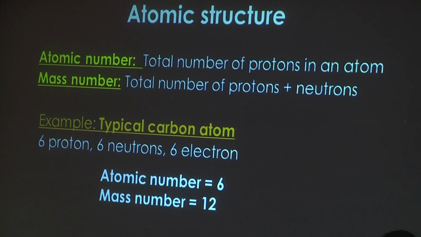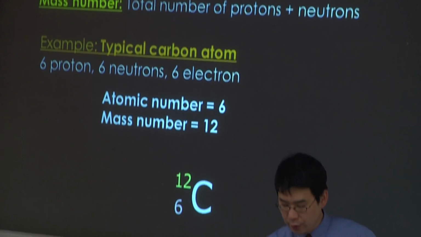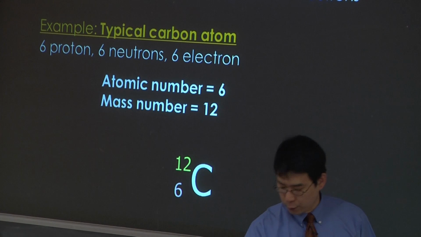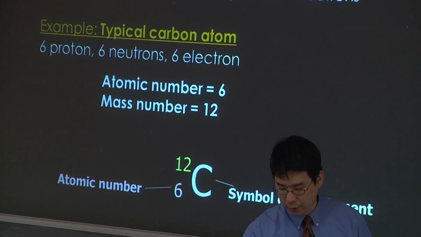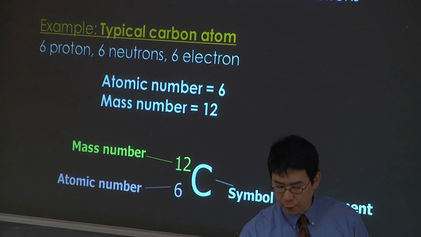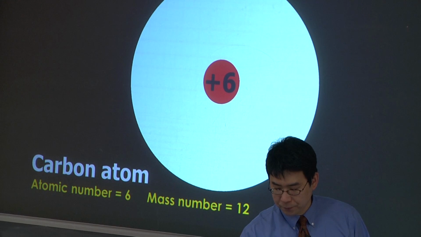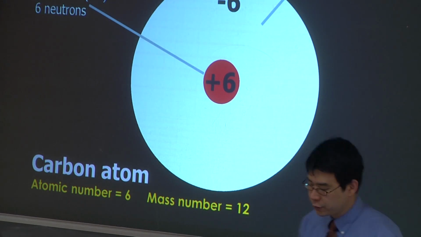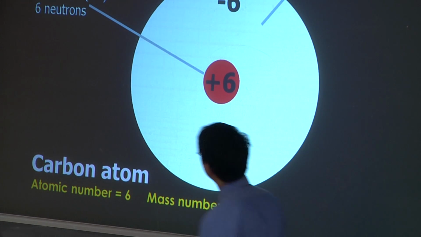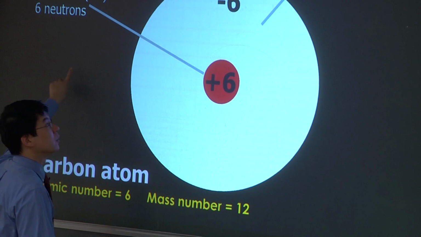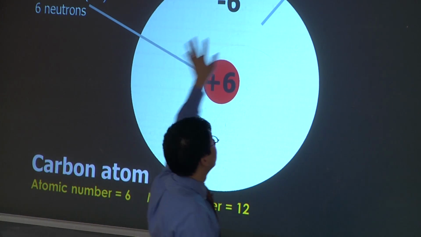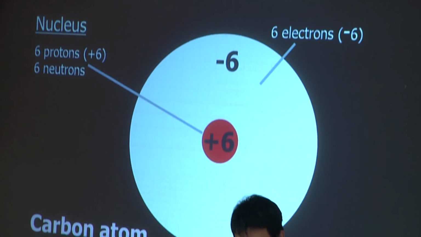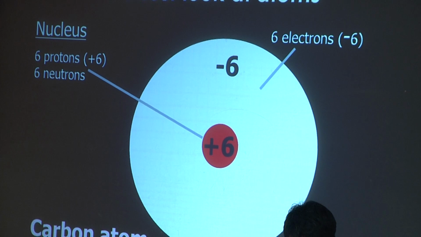Questions so far? Okay, and another view of this would be a symbol, atomic number, mass number. Another view of this we could look at like this, right? There's 6, charge of plus 6. In the nucleus we have 6 protons and 6 neutrons. And floating around in the electron cloud we have 6 electrons. So the carbon has, and we would call this 12C6.